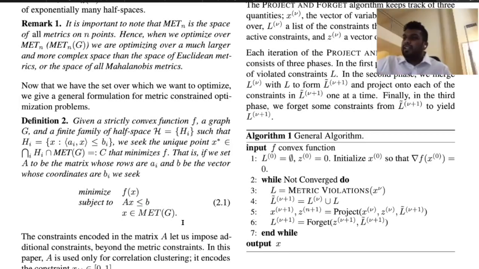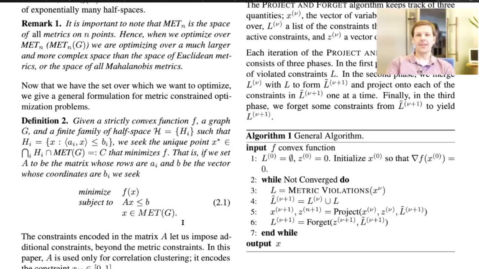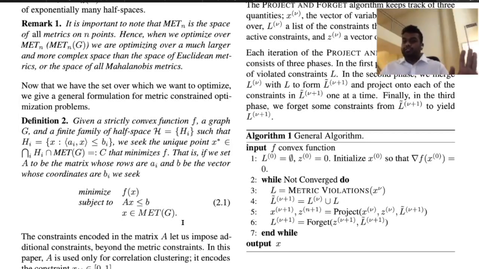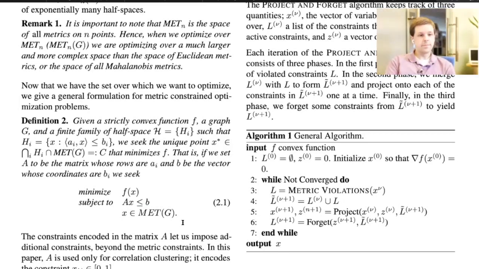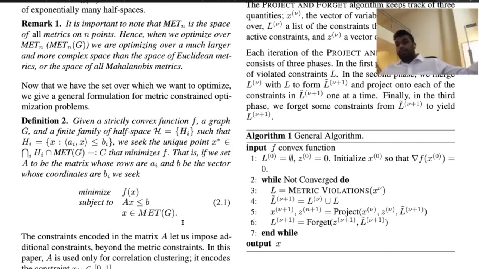Right, so let's ignore that part for now. Let's just say you have some Bregman function that you want to minimize subject to a whole bunch of linear constraints, and you have just a large number of linear constraints. Okay, all right. So that's just the global big picture setup. The whole metric stuff is more specific.